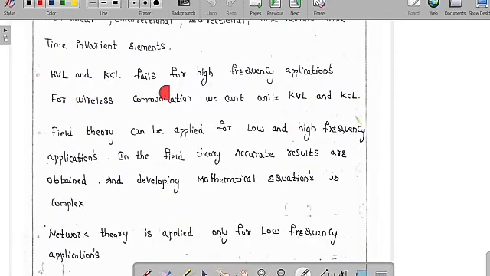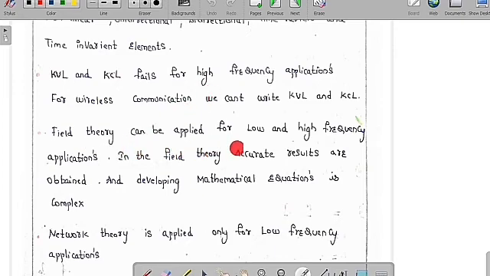KVL and KCL fail for high frequency applications. For wireless communications we can't write KVL and KCL. As I have already told you, for high frequencies we can't isolate the elements, and because of that we can't write KVL and KCL for high frequency applications. But we can write Ohm's law for both high frequency and normal frequency.